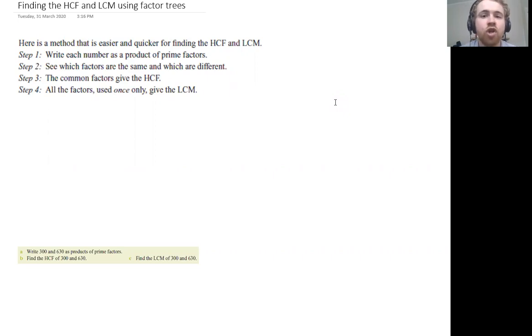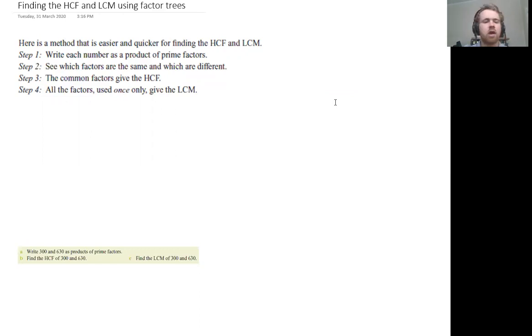Today we're going to learn a new way of finding the HCF and the LCM using factor trees. And this is actually much more useful, especially when we get to bigger numbers. We don't want to be listing all of the factors that we possibly can because it's going to get to a very long list. It's going to be very hard. So using factor trees can help us find an easier way of finding out what these numbers are.